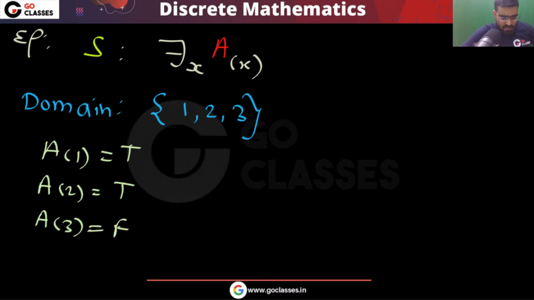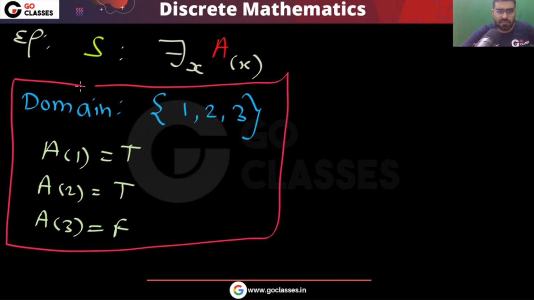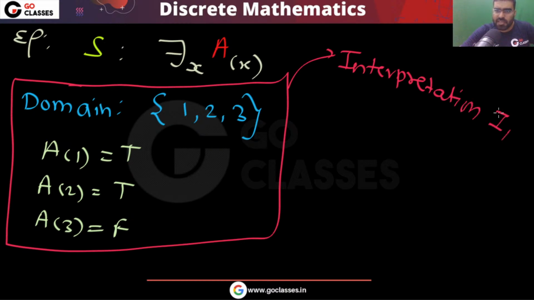If I give you this, now you tell me, can I say this is an interpretation? Yes, this is an interpretation for s, right? So in this situation, I can say that this is an interpretation. So I can call it interpretation I1.